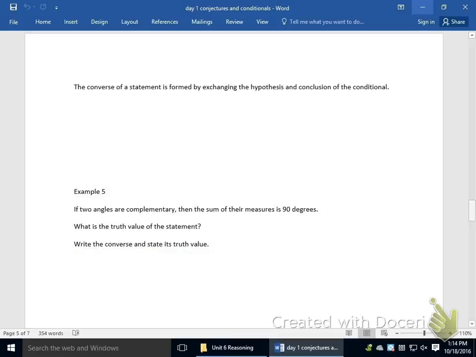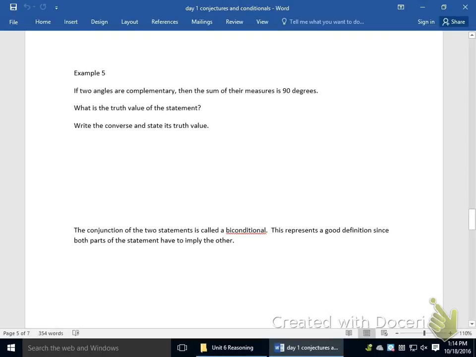What we call this is a biconditional. The conjunction of the two statements is a biconditional. This represents a good definition since both parts of the statement have to imply the other. Here, if angles add to 90, they are complementary. If they're complementary, they add to 90. That's what this means. And here's how the biconditional would look.